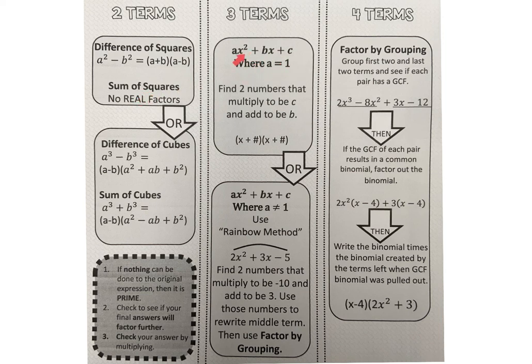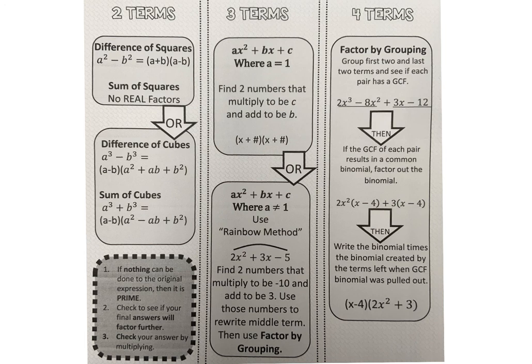3 terms where the first one is a 1. When the first term is a 1, you only have to worry about the last term. Factors of the last term that get you to your middle, whether it's adding or subtracting. If there is a term in the front, they call it the rainbow method, where you multiply 2 times the -5, and then you rewrite it as a 4 term. 4 terms, that's how we factor by grouping. Group the first, group the last, take out the common factor, and then you will get your final factoring. So this is kind of a brief overview of what factoring looks like.